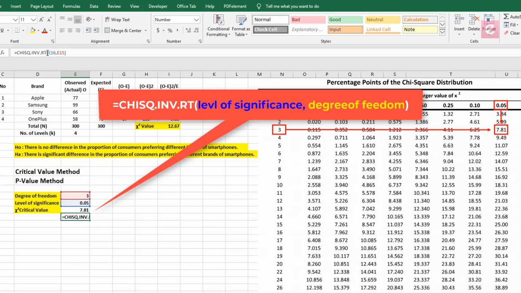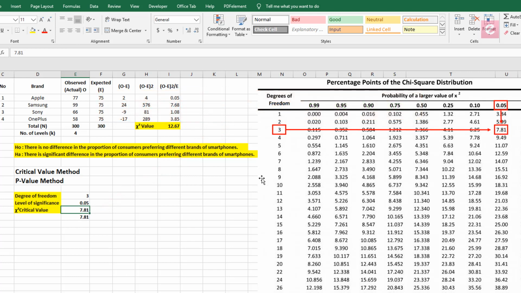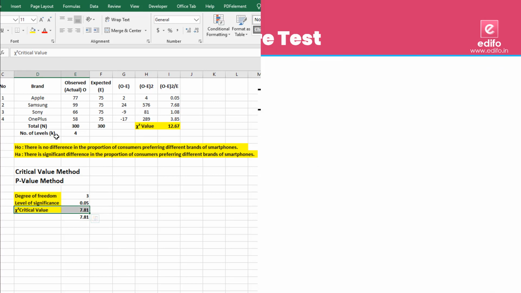ChiSquare.inv.rt. Two parameters you need to enter into the function. First one is the level of significance. The second one is the degree of freedom. You will get the critical value. Or we can refer the table. Now we are going to check how we can test the hypothesis using the critical value method.